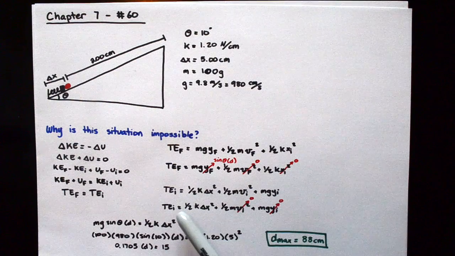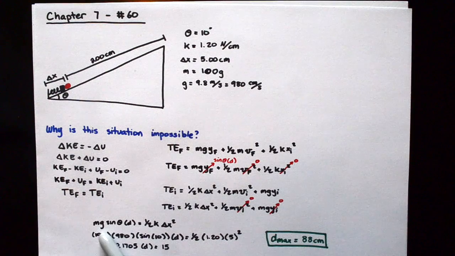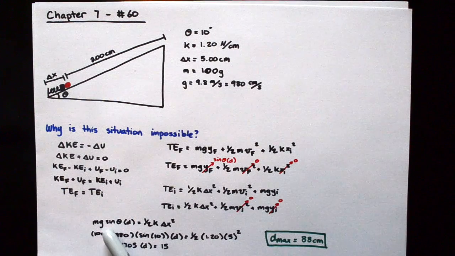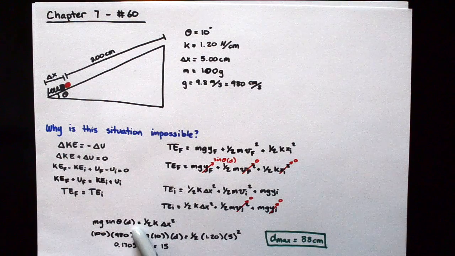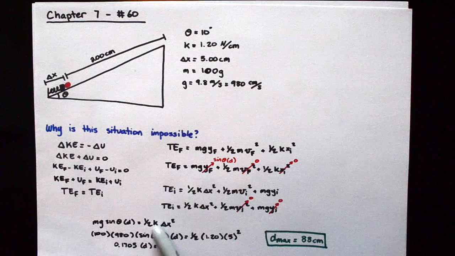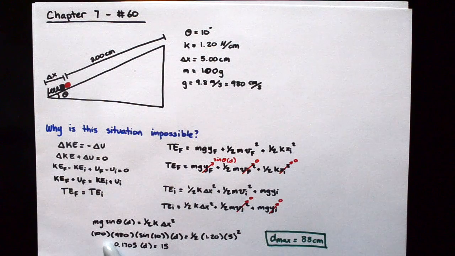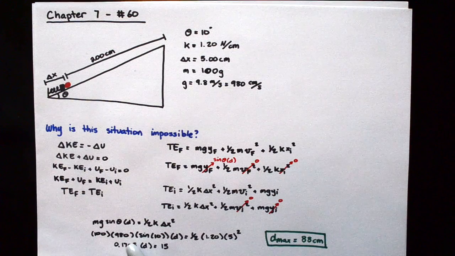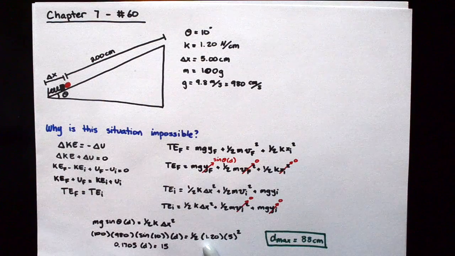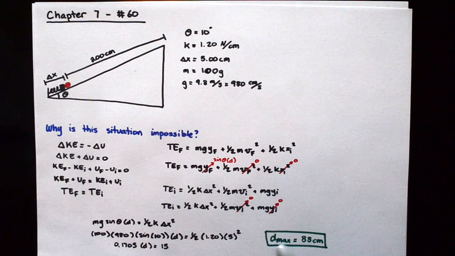So we can set your total energy final equal to your total initial energy. So what's left from this equation is going to be your mass times gravity times your sine theta times your distance, which equals 1/2 times your k constant, your delta x squared for your total energy initial. When we plug everything in, we're going to get 100 times 980 times sine of 10 times d equals 1/2 times 1.2 times 5 squared, which equals 0.1705 times d, which equals 15. So your d max equals 88 centimeters.